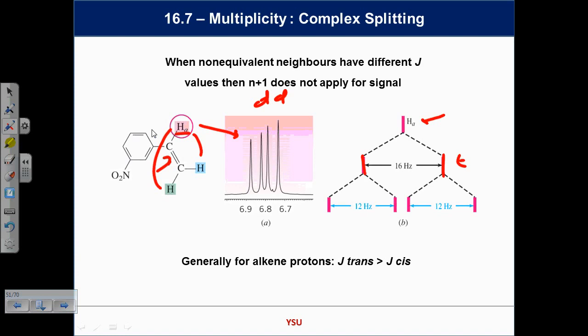So those 2 lines here get split again, both into doublets. So now we've got there, and we've got there, based on that 12 splitting between the cis-aligned protons, and that gives us what we call a doublet of doublets. So if you're confused, these 4 lines are now these 4 lines in the signal.